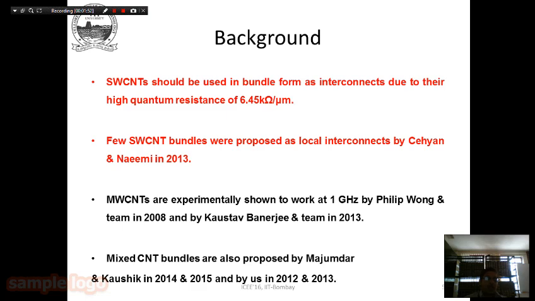Few CNT bundles were proposed as local interconnects by Jihan and Nemi in 2013. MW CNTs are experimentally shown to work at 1 GHz by Philip Wong and team in 2008 and by Kaustav Banerjee and team in 2013. Mixed CNT bundles are also proposed by Majumdar and Kaushik in 2014 and 15 and by us in 2012 and 2013.